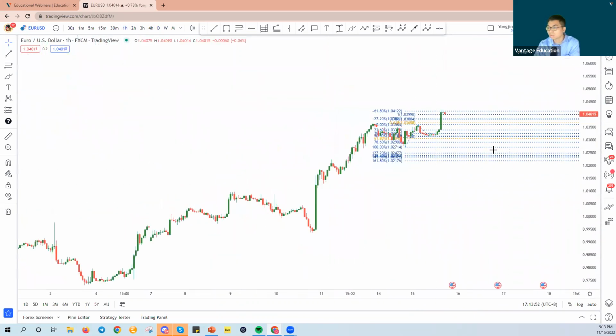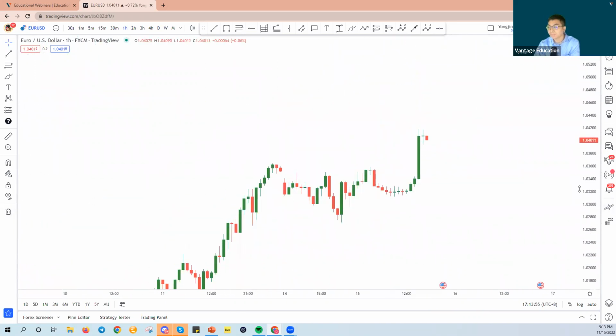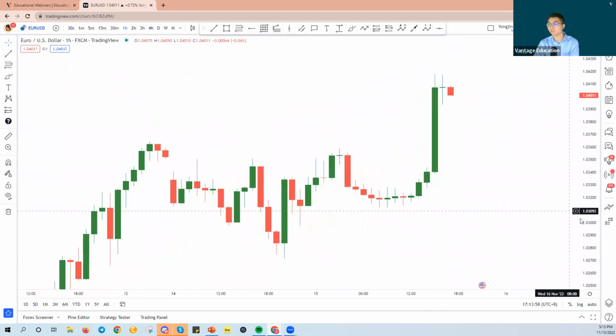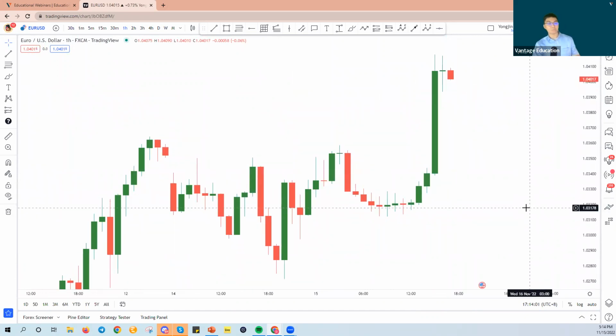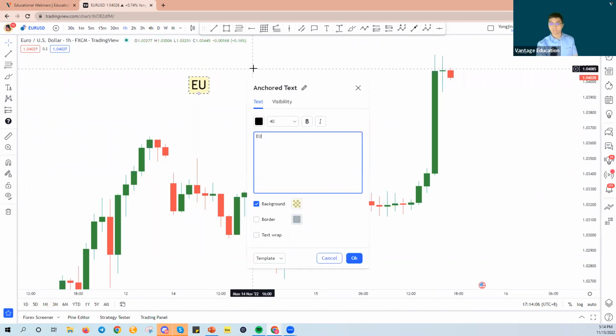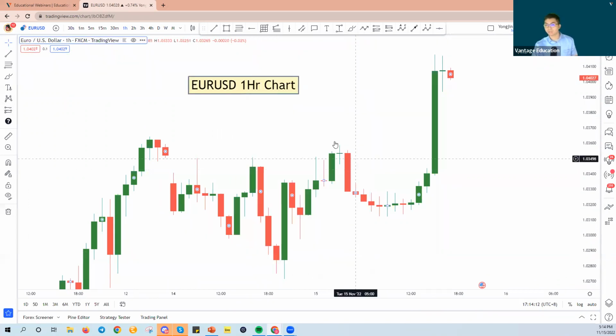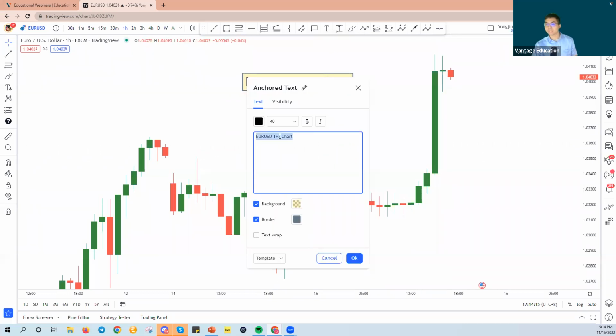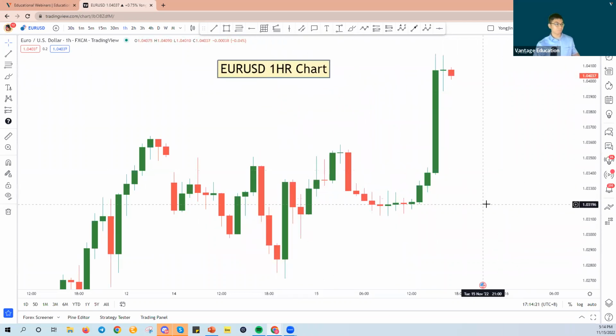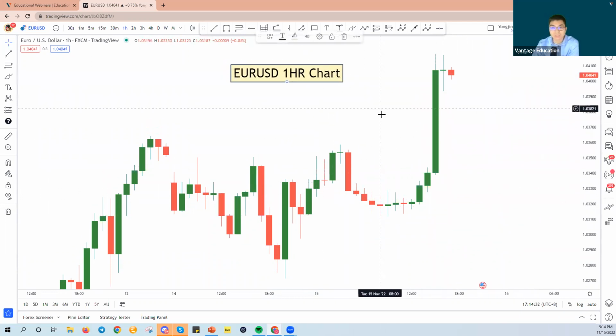Going back to the 1 hour. Everyone whip out your TradingView. Let me know if you are ready. If you are following, please let me know. Whip out your TradingView, go to the euro dollar 1 hour chart. Please get it out. We can practice it together and draw it together. Okay, if you are ready, let us continue.